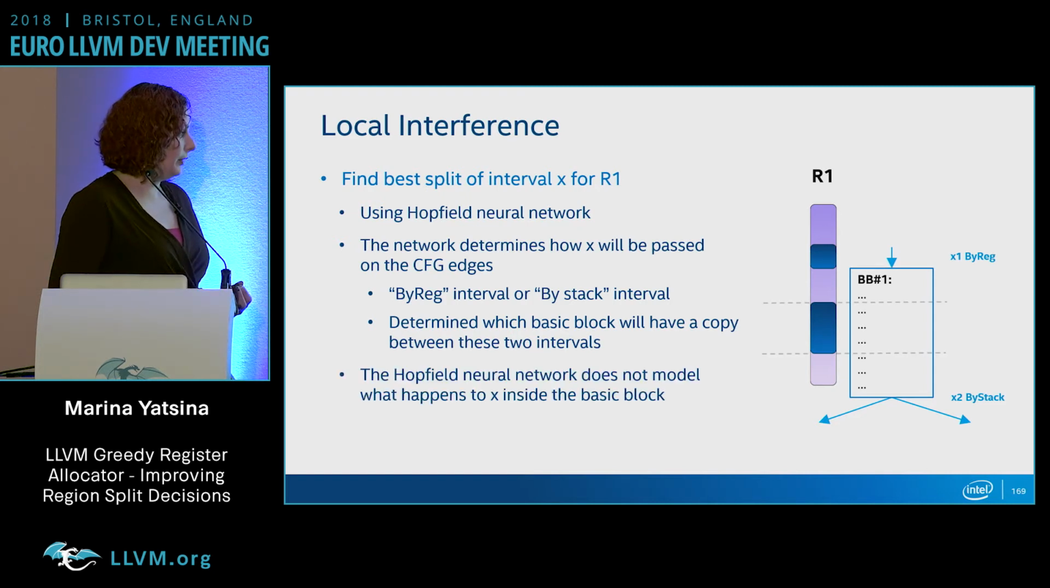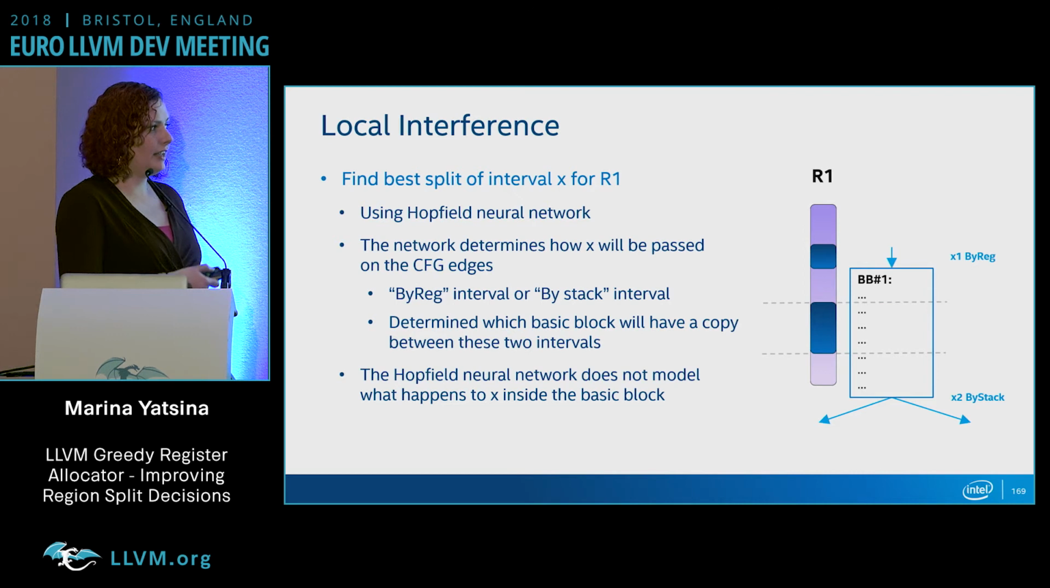But there's a problem, because the Hopfield neural network does not really consider what happens in the middle of the block. It only looks at the entrance and the exit of the block. And the middle of the block may have a problem. So let's focus on that middle.